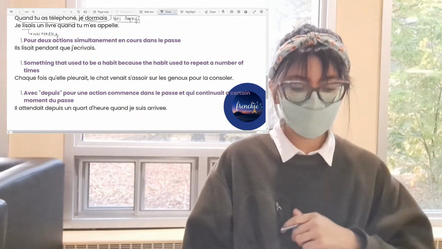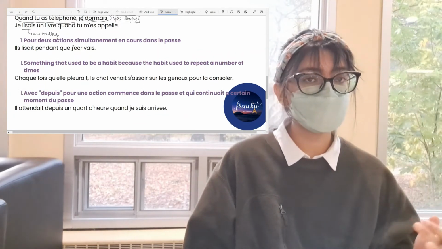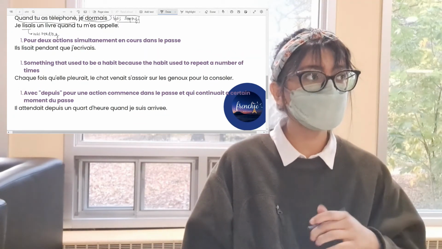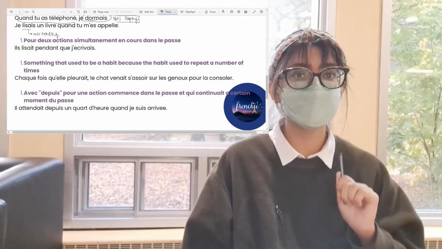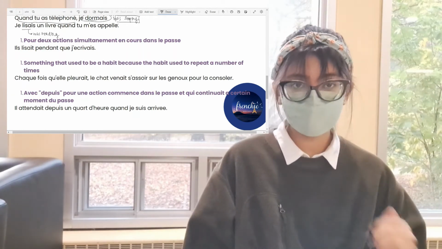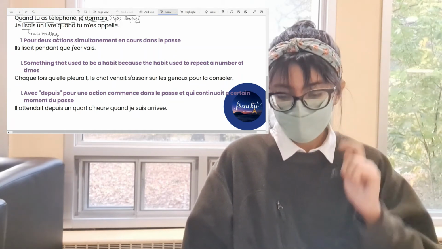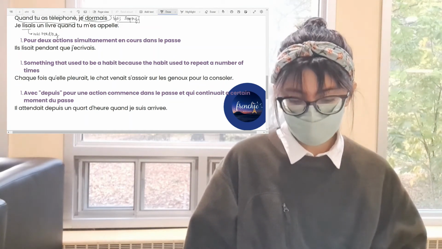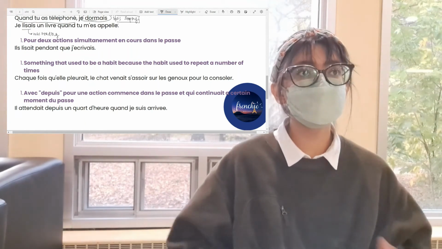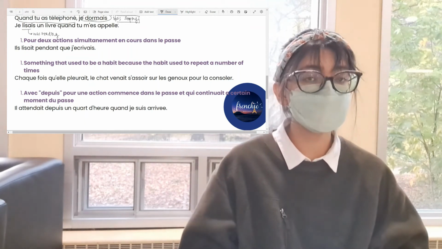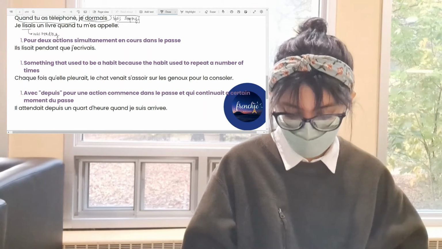Now, when 2 actions happen at the same time in the past, that is also the point where you would be able to use l'imparfait. So, il lisait pendant que j'écrivais. So, he was reading when I was writing. So, when 2 actions happen simultaneously, that is also a point when you use l'imparfait.